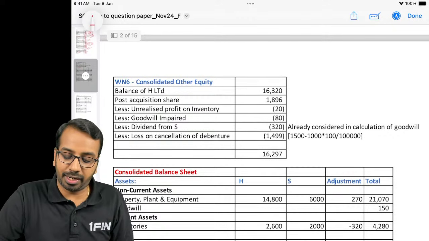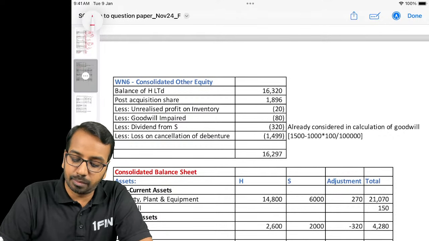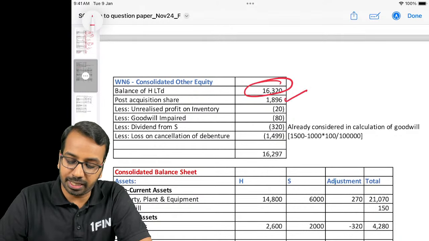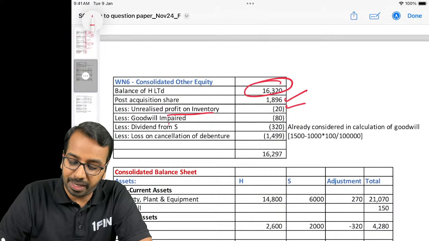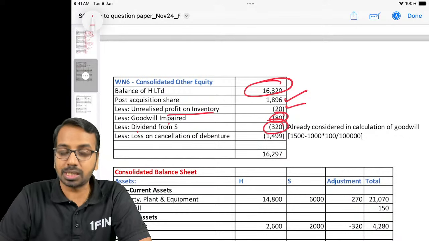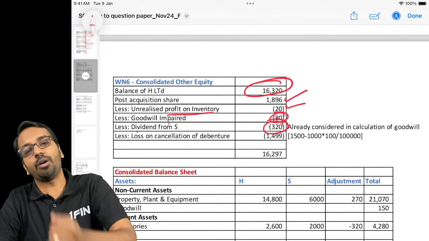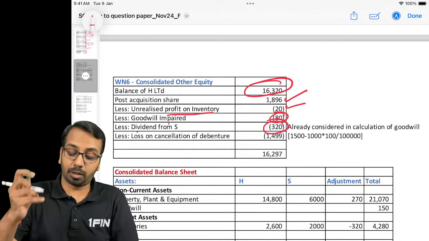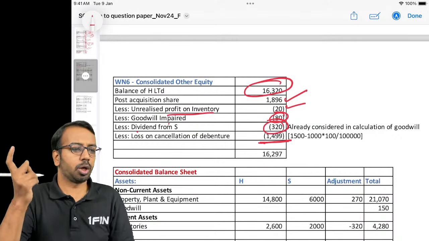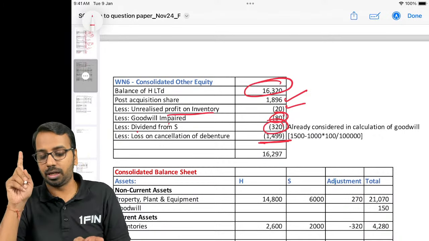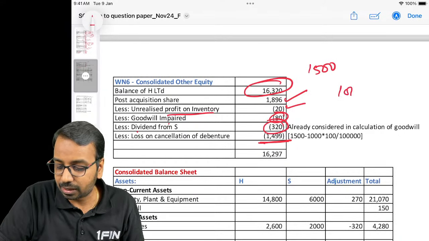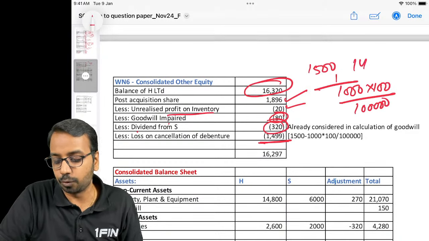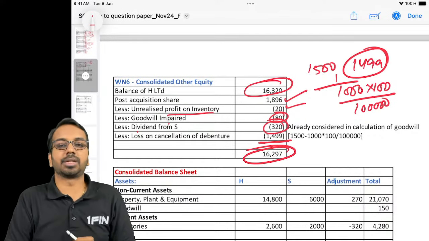Right? Then consolidated other equity, your retained earnings, balance from H Limited 16,320, post acquisition share 1,896, unrealized profit 20. It will only impact the parent because parent has sold. Right? Goodwill impaired 80. Dividend from S 320 I am reducing because I have already considered this in post acquisition profit of S Limited. So if I don't eliminate this, it becomes double counting. And this 1,499, I think a lot of you would have had a concern while doing the calculation, but because it is given as 1,500 is the cost and face value is 100, so 1,000 into 100 is 1 lakh divided by 1 lakh, if I do, I get only 1 lakh, so it becomes 1,499. So closing balance becomes 16,297.